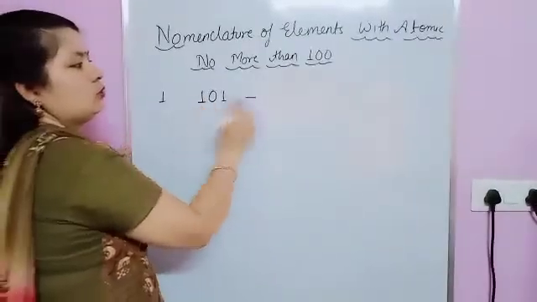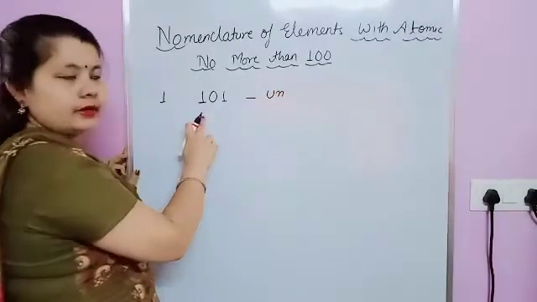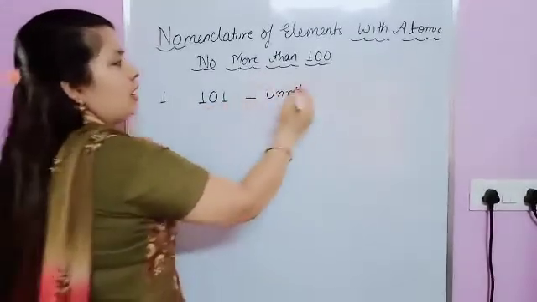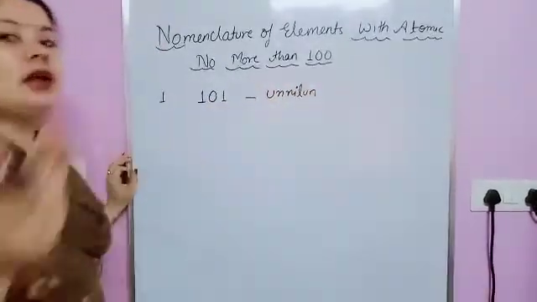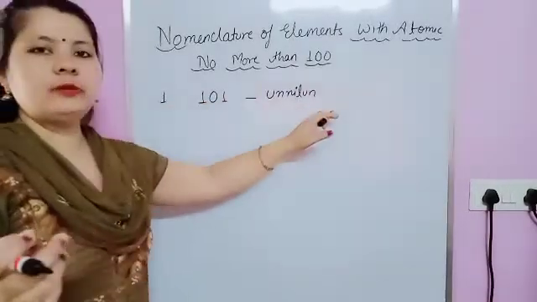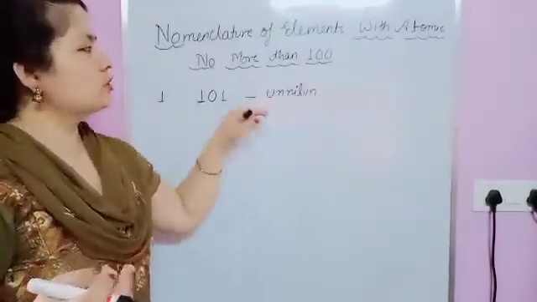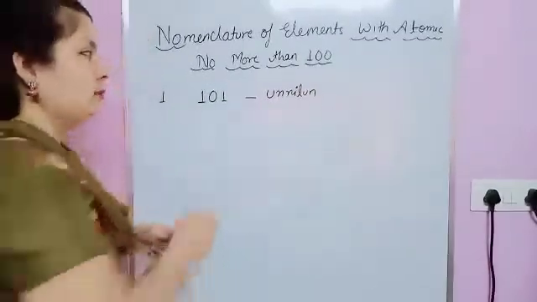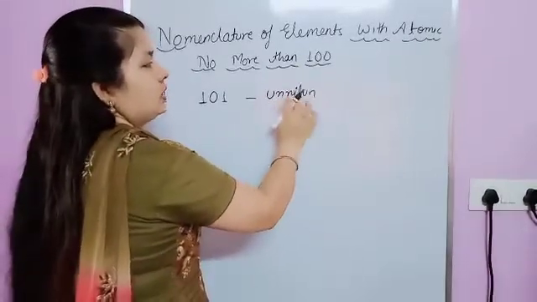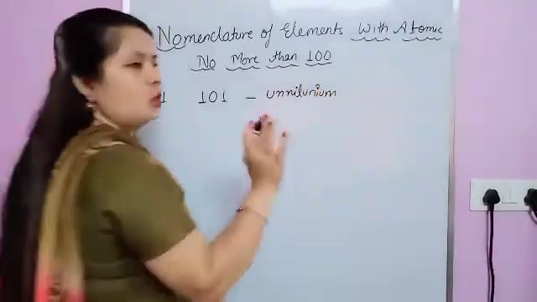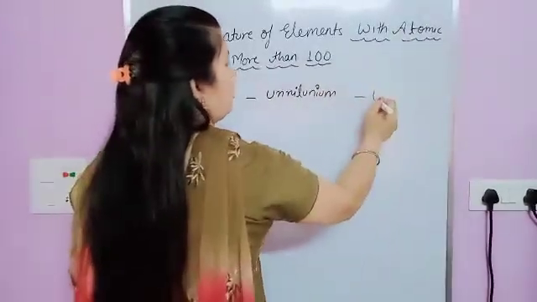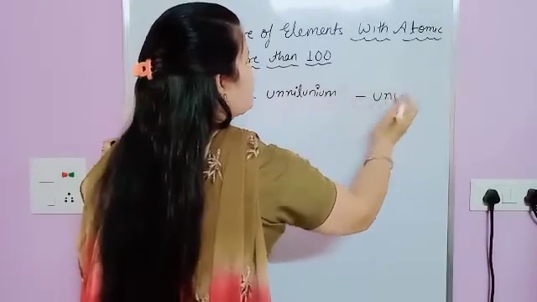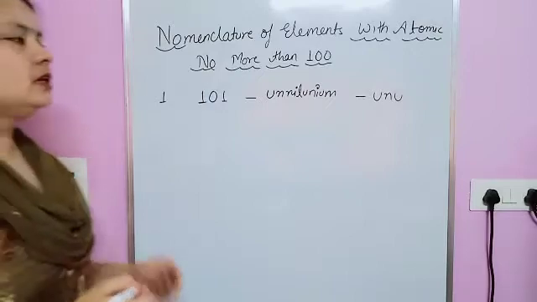For 1 we will use what? That one is un. Then 0, that one is nil. And for 1 again it's un. And at last, after writing all these root names, or you can say all the notations for the numbers, you have to add ium. So this one is un, nil, unium. Or in short you can write UNU. This one is the short one, the abbreviation form. So it's un, nil, unium.